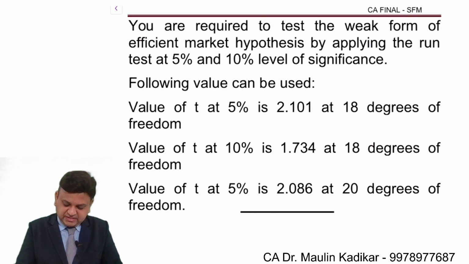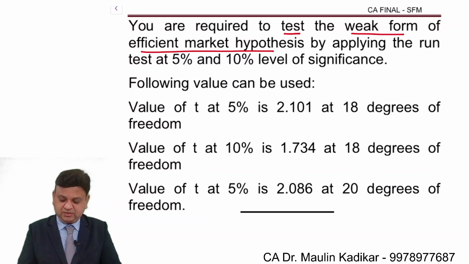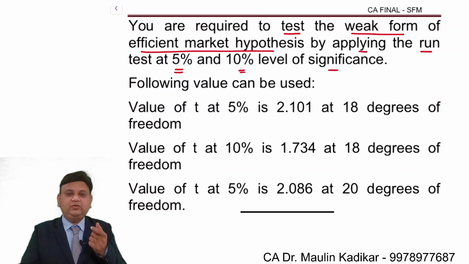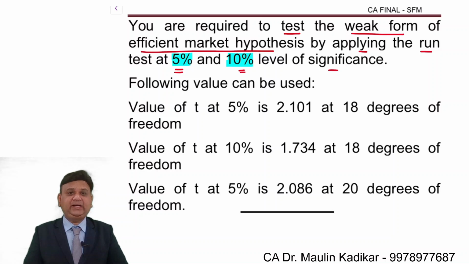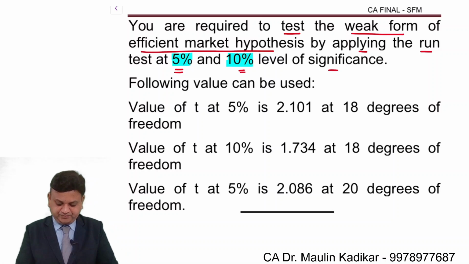You are required to test the weak form of efficient market hypothesis by applying a run test at 5% and 10% level of significance. What do we understand by the 5% or 10% level of significance? It means that whatever conclusion you give will have a 5% chance of mistake. Whatever conclusion you give will have a 10% chance of mistake. That is what we understand by the 5% and 10% level of significance.